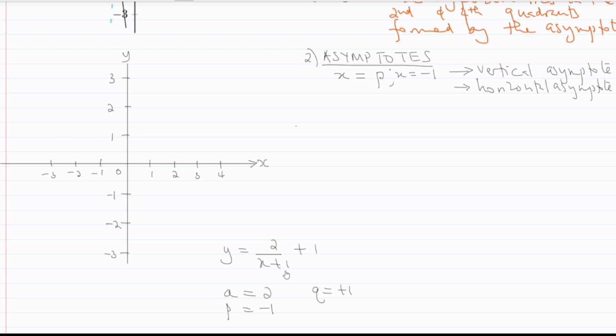Now, we are saying here that the equation x is equal to p. Our p is -1, so the equation is x is equal to p. In other words, the line x is equal to -1 represents the vertical asymptote. Now, I'm going to illustrate where our vertical asymptote is. It is that line here, the line that is passing at -1.